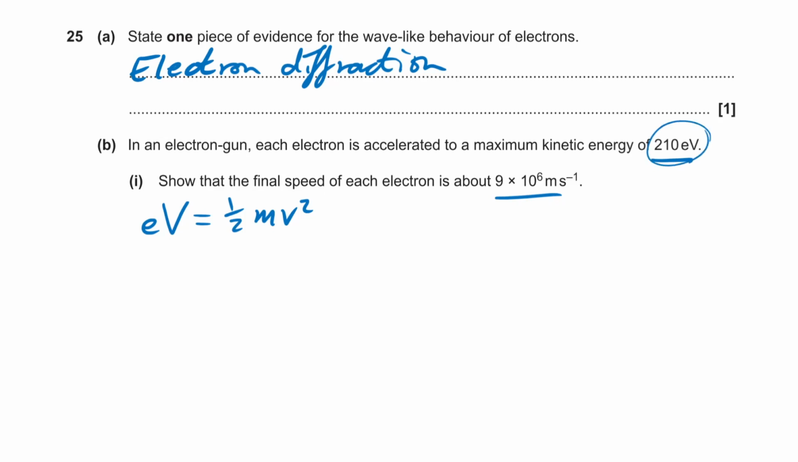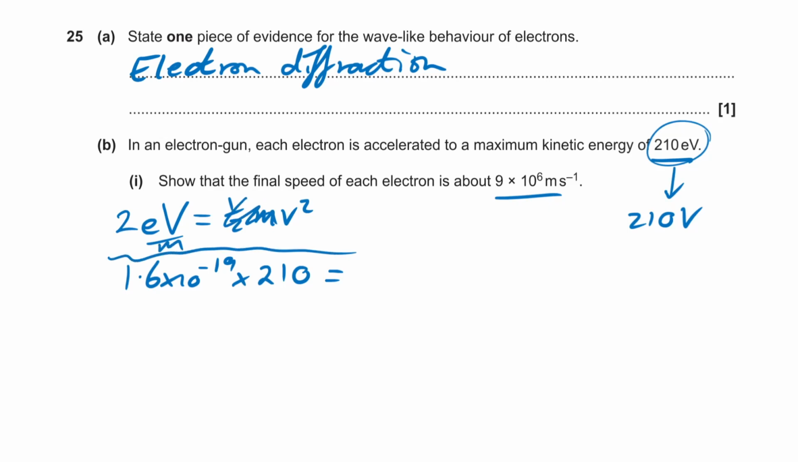There's a couple of ways you can go about this, but obviously 210 electron volts. Each electron volt is 1.6 times 10 to the minus 19 joules. But it's worth remembering that when we have an electron that's accelerated through 210 volts, its energy ends up being 210 electron volts. That's literally all that means. So we can say that the energy of the electron, eV, is equal to half mv squared, because the energy supplied is being turned into kinetic energy, as it were.